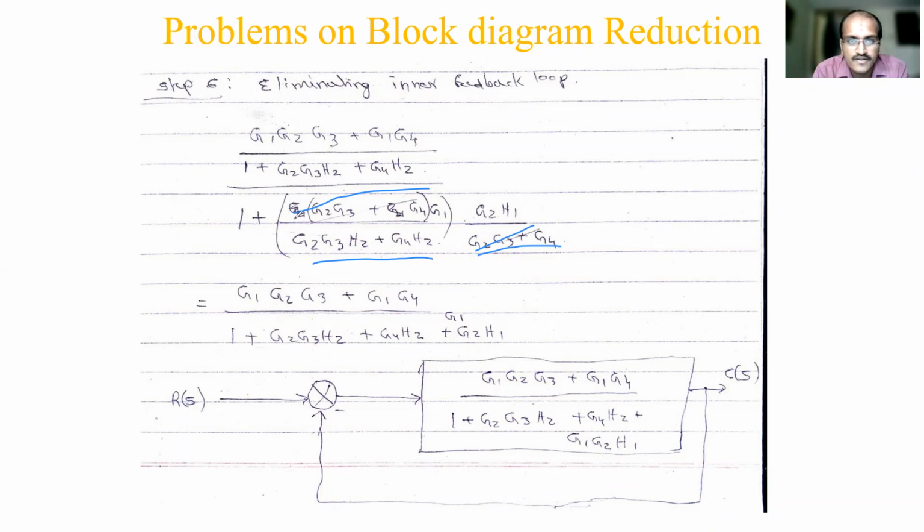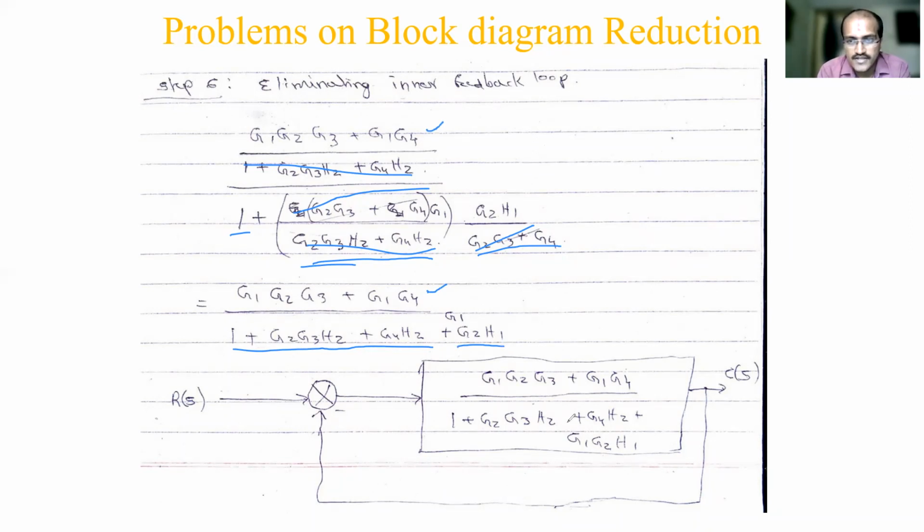So now what is remaining, we'll write it. So this complete G2, G3, H2 plus G4, H2 will cancel with this numerator denominator. So only this part will remain in numerator. That is G1, G2, G3 plus G1, G4. Okay. In the denominator, this will be multiplied with this 1. So that is 1 plus G2, G3, H2 plus G4, H2. This is completely multiplied with 1 plus, after that what is remaining here, G1, G2, H1. So all three you have to write here. Okay. So that is the idea.